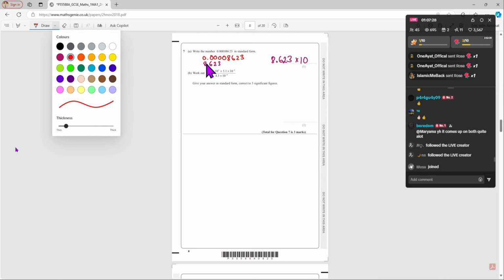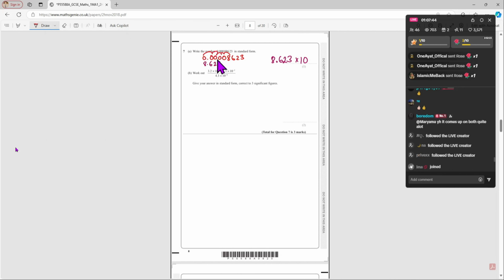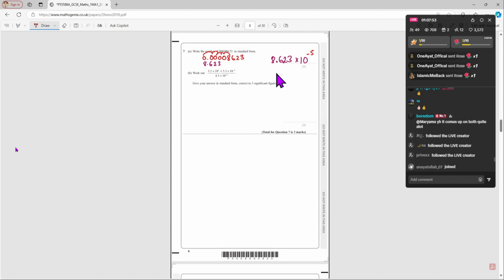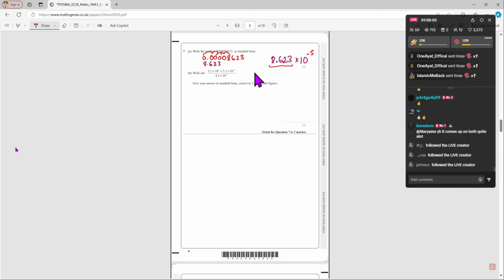It's going to be 1, 2, 3, 4, and 5 steps backward. So this is backward, it's going to be negative 5. It's going to be 8.623 times 10 to the power of negative 5. So guys, you can also do the method where you move the decimal place. That method works as well. Or you can do the method that I just did, moving the numbers. Once you've got your value of this number over here, then you're good to go, okay?